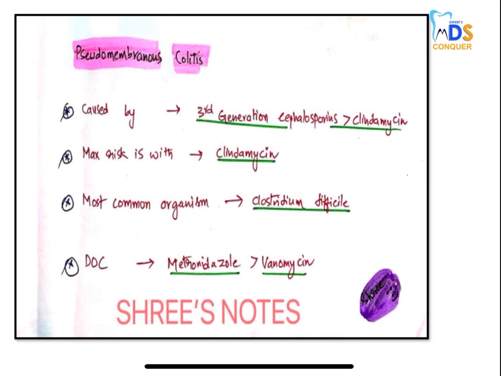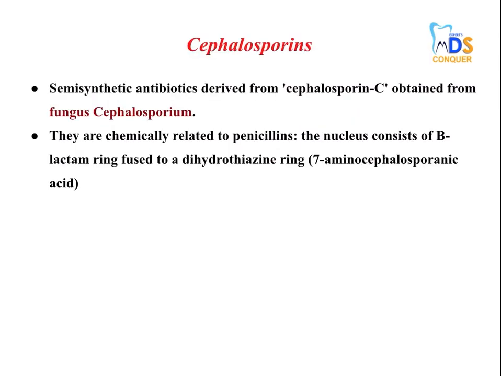Next, pseudomembranous colitis, very frequently asked. What is it exactly caused by and what is the major risk? It is clindamycin with the major risk. The common organism is Clostridium and the drug of choice is metronidazole followed by vancomycin. So do remember this.